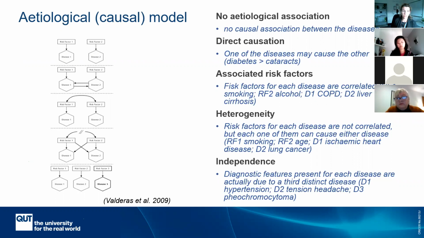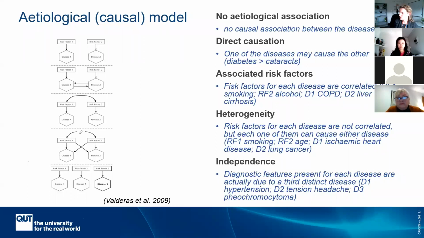And then you have associated risk factors. So risk factors for each disease are correlated. So the risk factor of smoking and the risk factor of alcohol can contribute to diagnosis of COPD and liver cirrhosis. And then they also use the example of heterogeneity, where the risk factors for the disease are not related to each other or correlated, but each one of them could cause either disease.